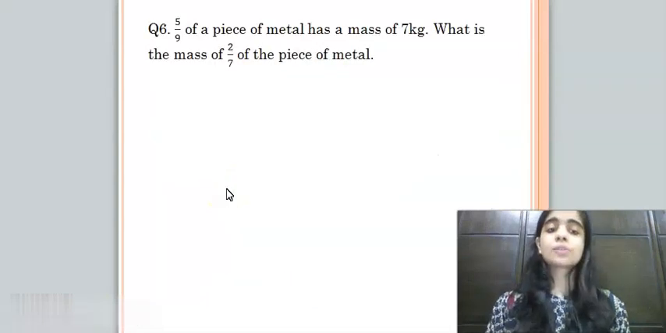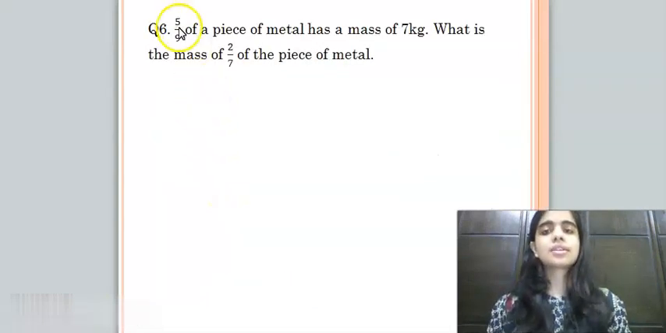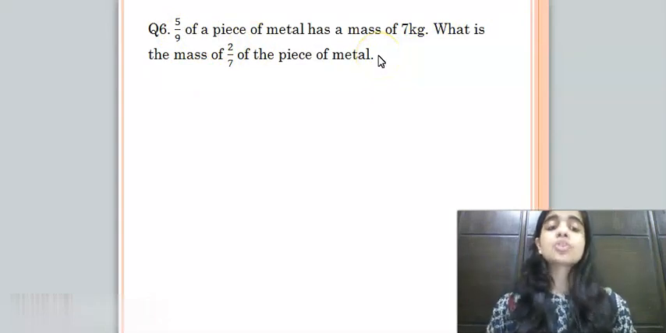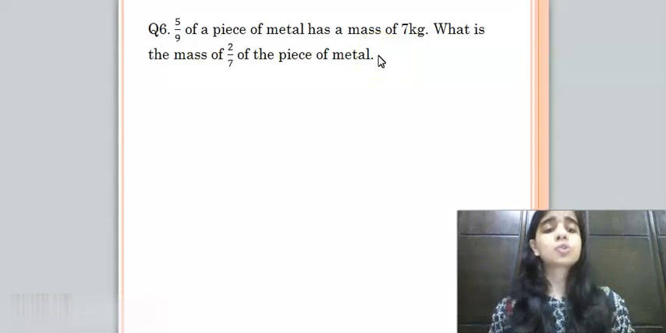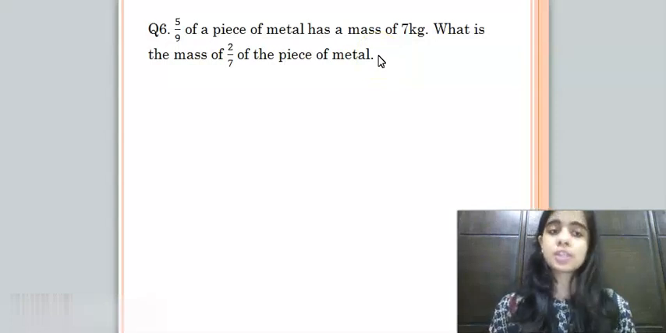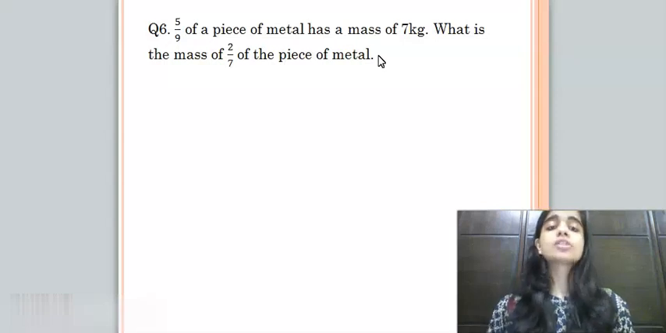Now let's come towards question number 6. Question number 6 says 5/9 of a piece of metal has a mass of 7 kg. What is the mass of 2/7 of the piece of metal? So by now I hope you know how to do this, and I want you to pause this video and try it yourself. Alright, now let's do it together.